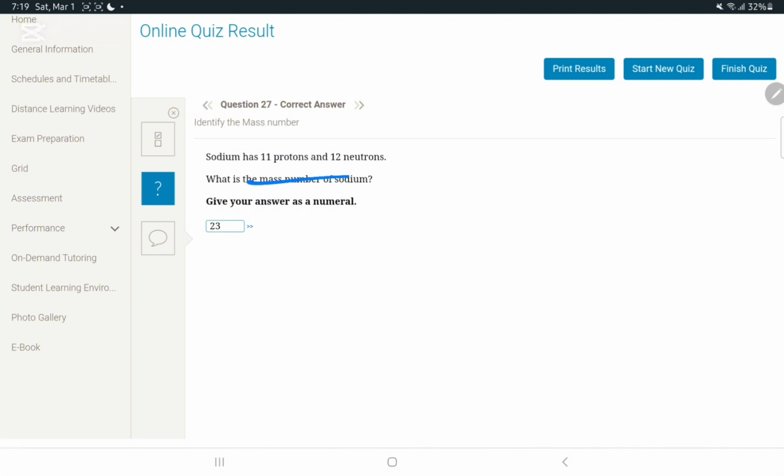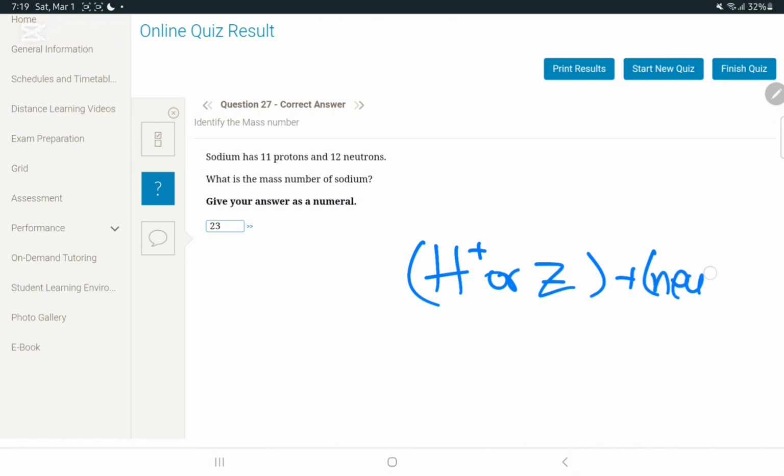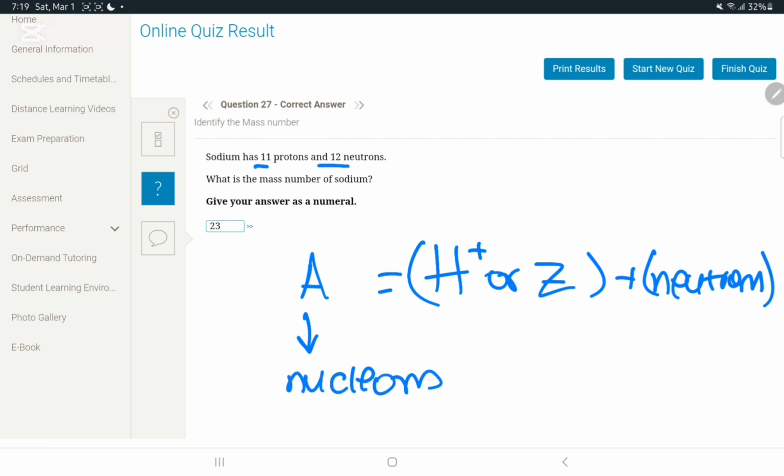Mass number. What did we say about mass number? It's protons, or the Z, plus the neutrons. And what is this? This is the mass number, A, also known as nucleons. So you just add 11 plus 12 and you get 23.